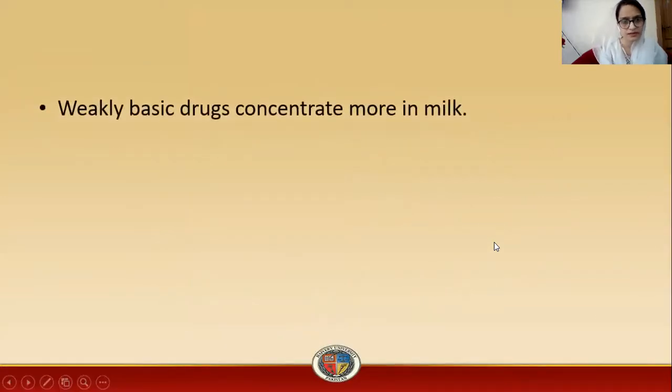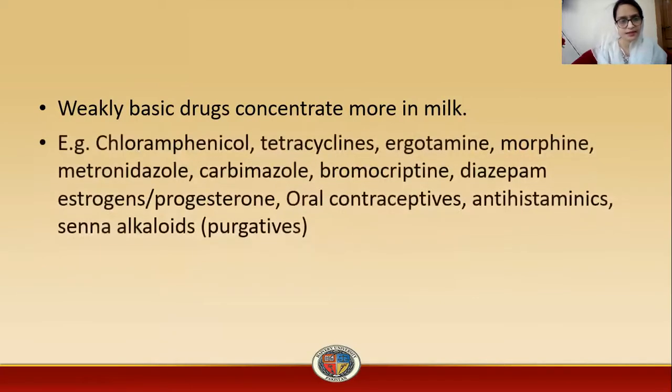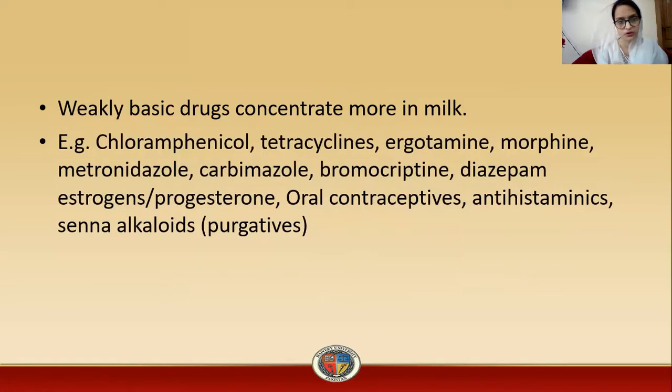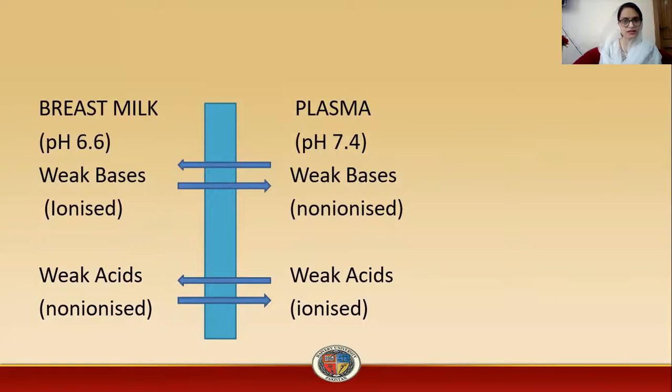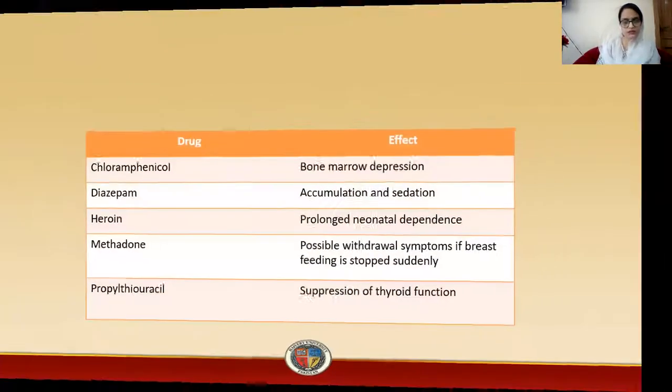Then comes the next, mammary excretion. So what happens in this case? Weakly basic drugs concentrate more in milk. Examples of drugs excreted through this route are chloramphenicol, tetracycline, morphine, metronidazole, carbimazole, bromocriptine, diazepam, estrogen, progesterone, oral contraceptives, antihistaminic drugs, and purgative alkaloids. Here it is shown that breast milk pH is 6.6 and plasma pH is 7.4. So weakly basic drugs move from plasma into breast milk in ionized form, and it is a reversible process. Weakly acidic drugs in non-ionized form can go into the plasma.